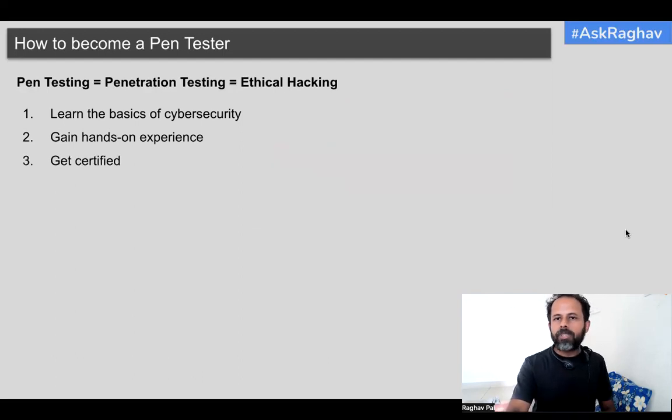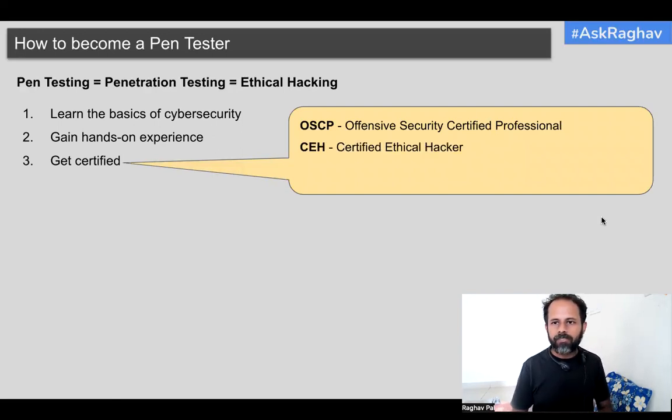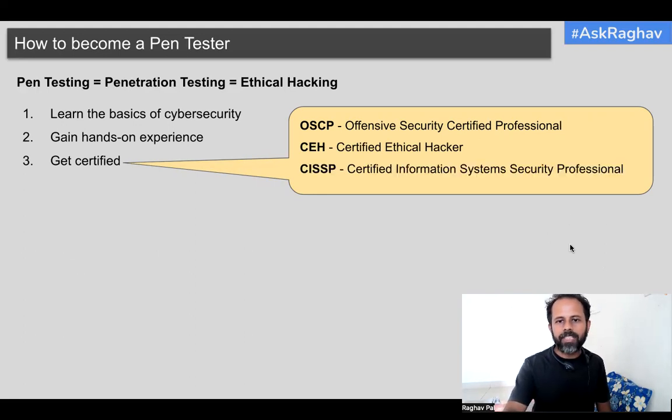Then you should get certified. Now for penetration testers or ethical hackers, certifications are very important, because when you do real work in the field of ethical hacking, anybody who wants to get ethical hacking done by you will feel safe and secure if you are a certified professional. So some certifications that you can look for are OSCP, that is Offensive Security Certified Professional. Then there is the CEH certification, there is the CISSP certification. You can search for these online and you can get these certifications.